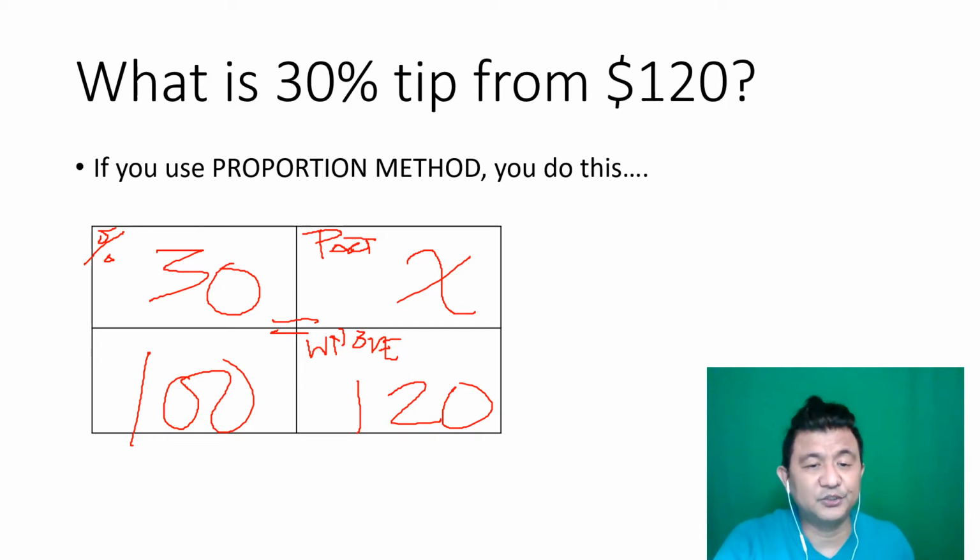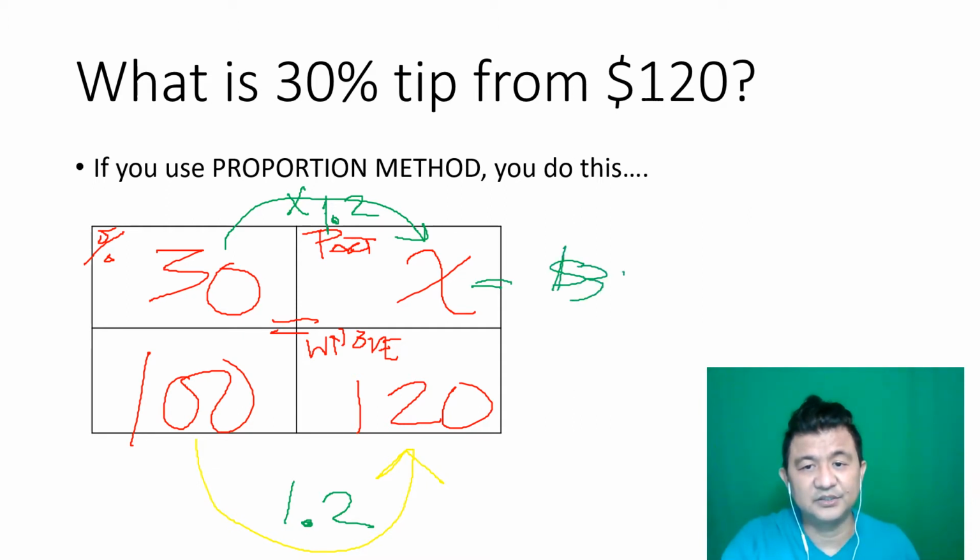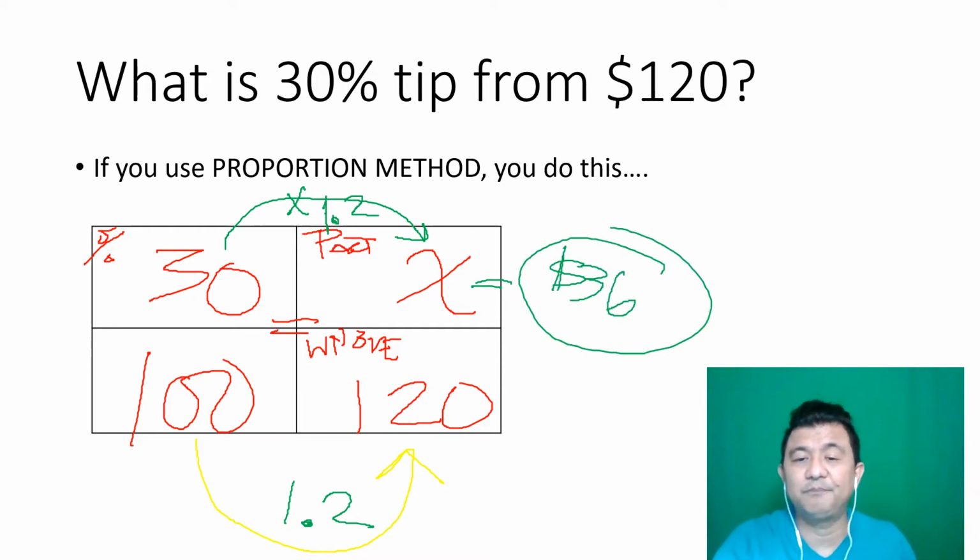So from this proportion, we look for a pattern. You could simplify this pattern as 100 became 120. What did I multiply to get 120? Times 1.2, right? So if I multiply the bottom by 1.2, I will multiply the top, 30, times 1.2. I will get an answer of $36. All right, so the waiter will get a tip of $36. So this is the part that's missing.